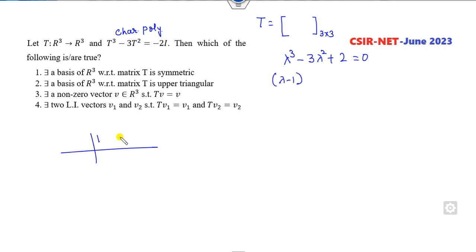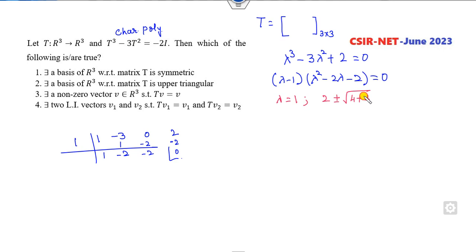So if I apply the Horner method with the coefficients 1, -3, 0, 2, we get 1, 1, -2, -2, and 0. So what is the factor? Lambda square minus lambda minus 2 equals 0. Then one eigenvalue is 1, and the others are given by 2 plus minus root of 4 plus 8 over 2, which is 1 plus minus root 3. So the eigenvalues are 1, 1 plus root 3, and 1 minus root 3.